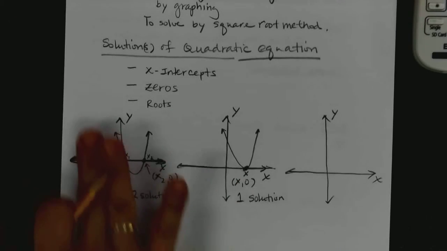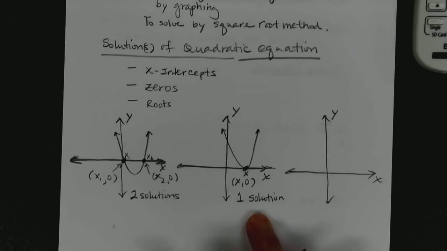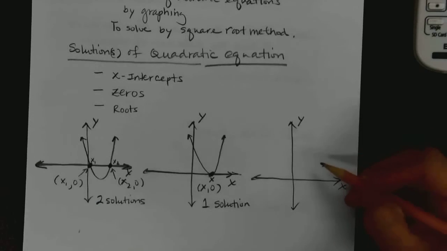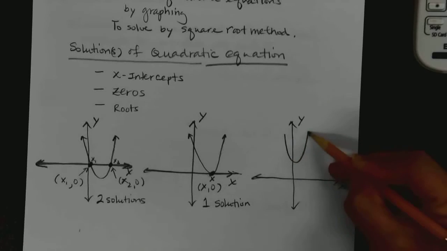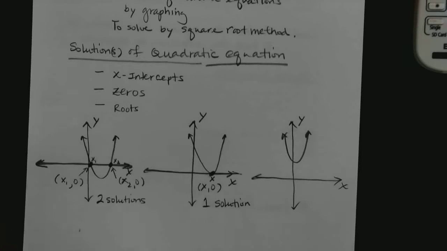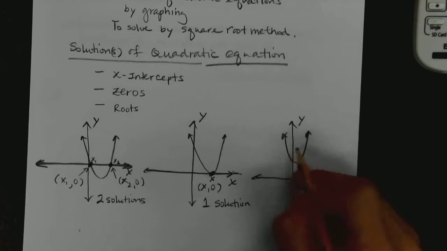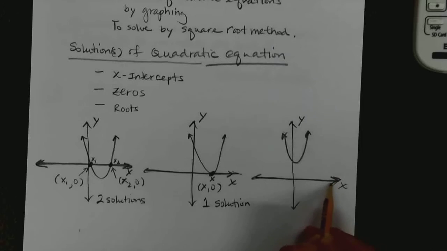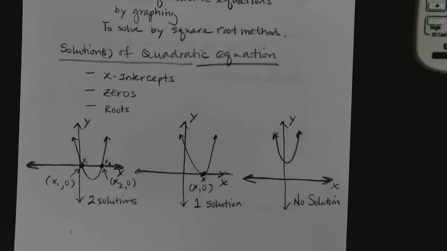So I got 2 here when it crosses both spots, 1 here. This one, let's say I have a parabola that's up here. How many solutions would I have here? None. Because does this parabola cross the x-axis? No. So this would be no solution because it does not cross the x-axis. Because that's what solutions are when you're solving quadratic equations: you're looking for the x-intercepts. So this has two x-intercepts, this has one, this has none.